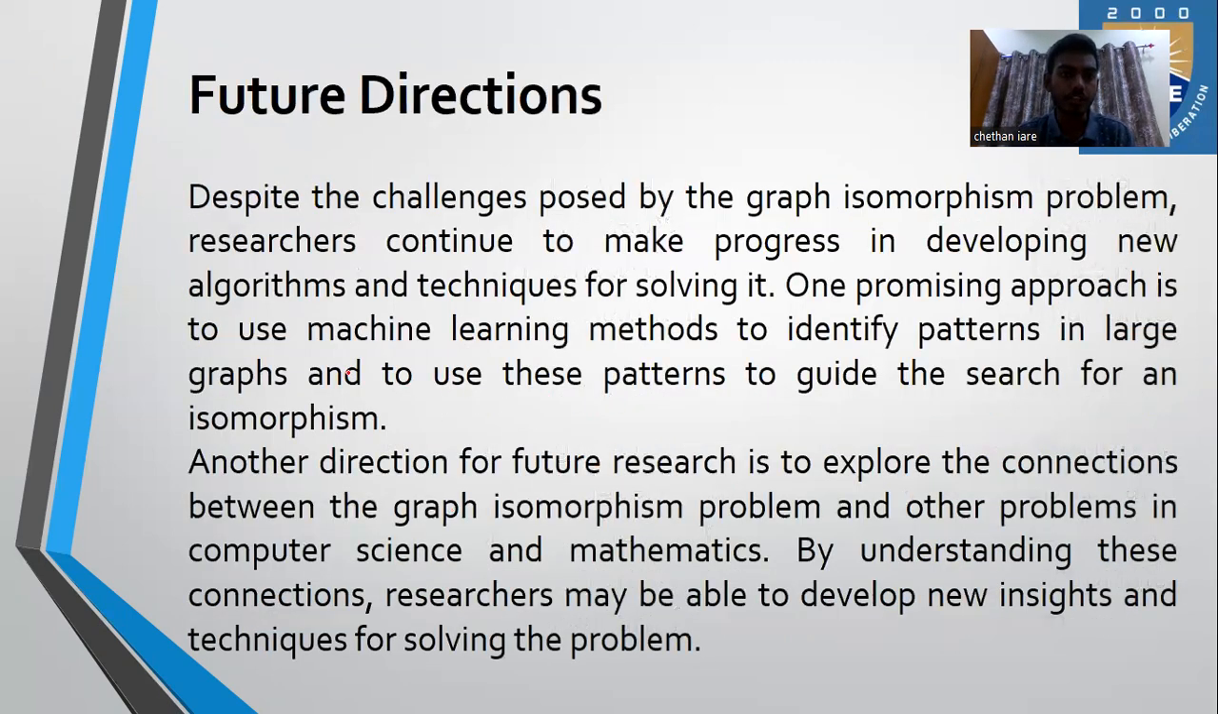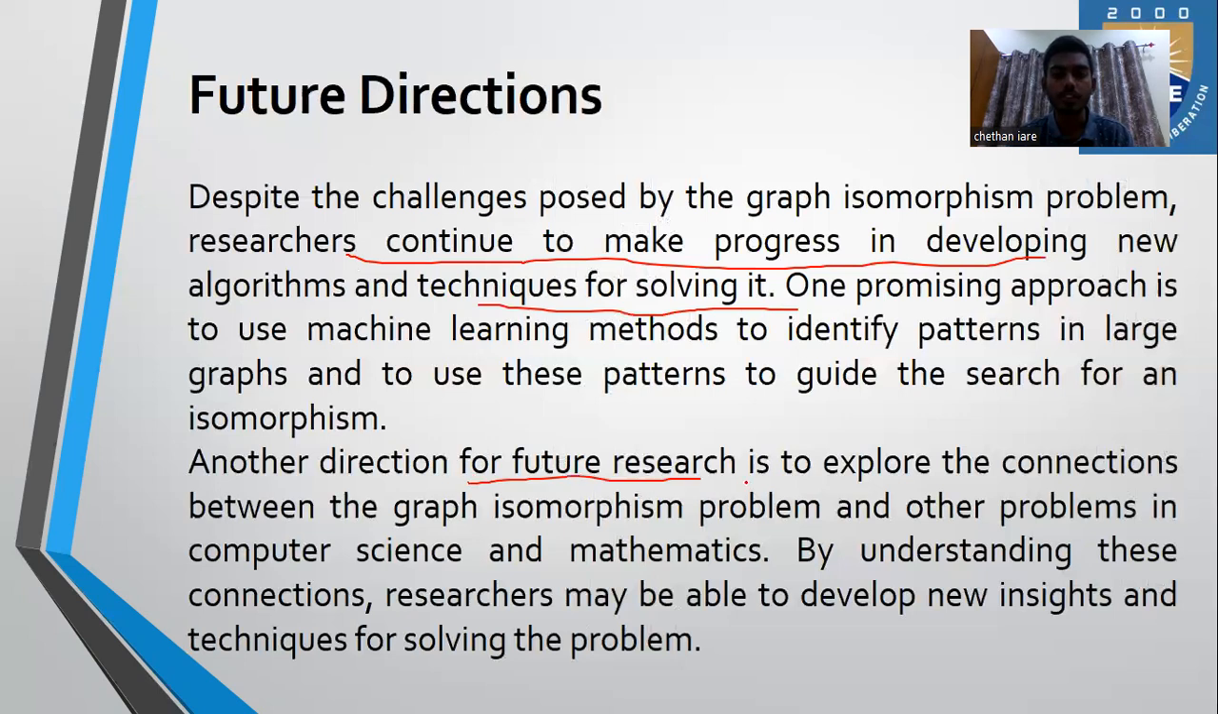And next one is future directions. Despite the challenges posed by the graph isomorphism problem, researchers continue to make progress in developing new algorithms and techniques for solving it. One promising approach is to use machine learning methods to identify patterns in large graphs and to use these patterns to guide the search for an isomorphism.